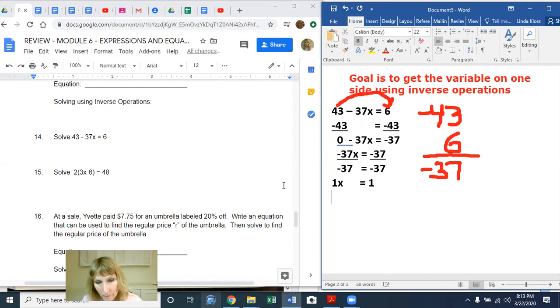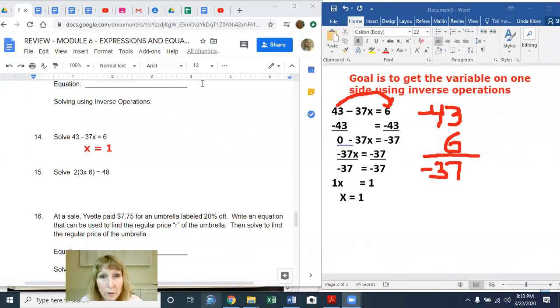Now we drop the 1 in front of the x. We have x equals 1. So that's our answer. So we're going to put that over here, x equals 1. And when you're doing these problems, it's a good idea to do them step by step because you don't want to miss any steps and make an error of some sort.